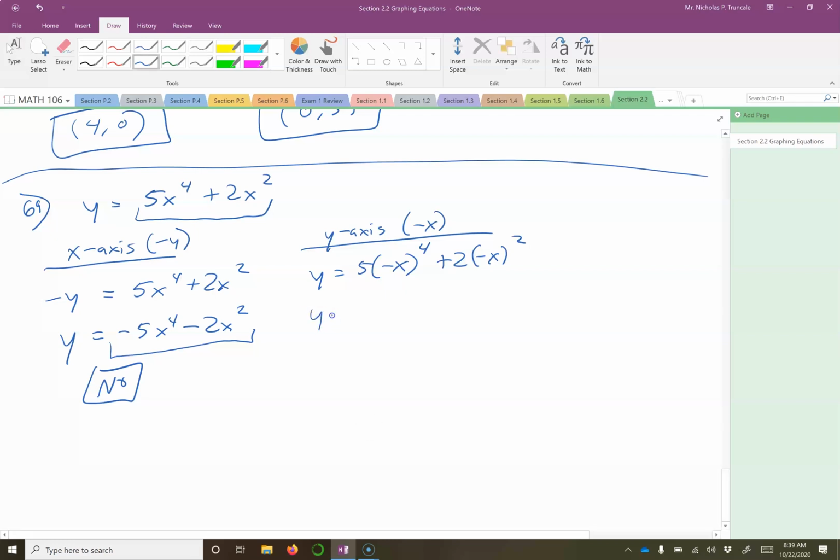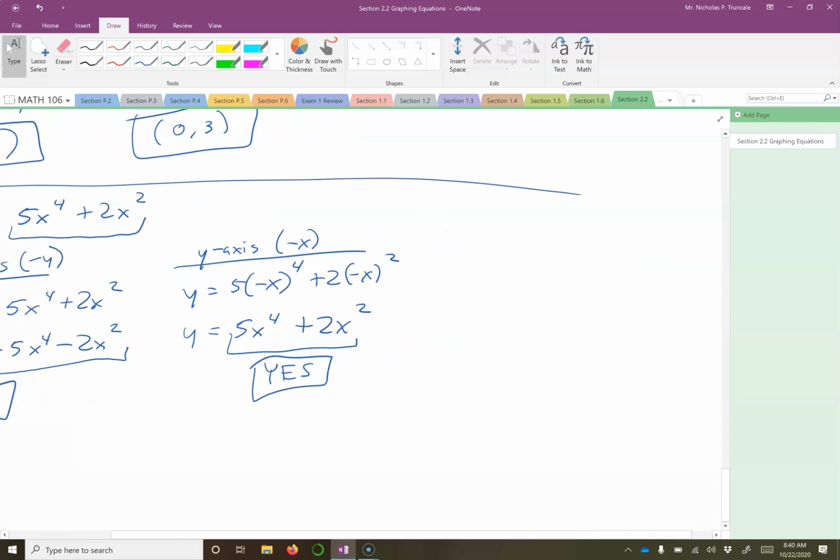Well, what happens when you square a negative number, right? It becomes positive. So if you square a negative variable, the variable becomes positive. And really, if you raise any negative variable or number to an even exponent, you always end up getting a positive result. So this right side of the equation will result in 5x to the fourth with no negative sign plus 2x squared because all those exponents are positive. So now, is that the same thing from what we started? It is. So we would say, yes, you have y-axis symmetry.